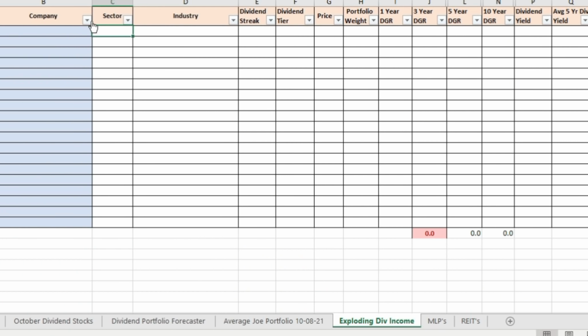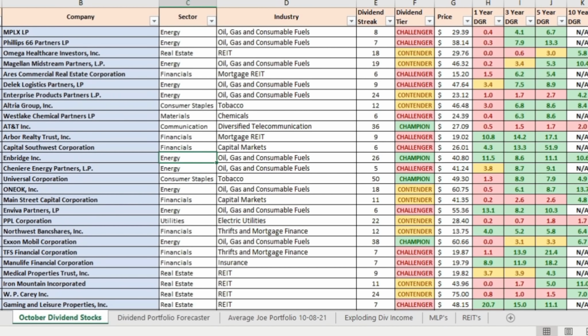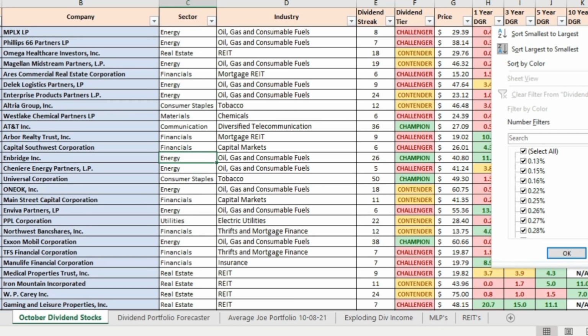All right, so in this October dividend spreadsheet, you're going to see here a new tab for exploding dividend income, which we're going to use so that we can model out what stocks can actually make this work. So given the fact that we have some variability or some freedom in the dividend yield, let's go ahead and start sorting this out here. Let's say we'll pick up any stocks over 2%. I know we're going to go above that, but just so we can see them, we'll go above 2%.